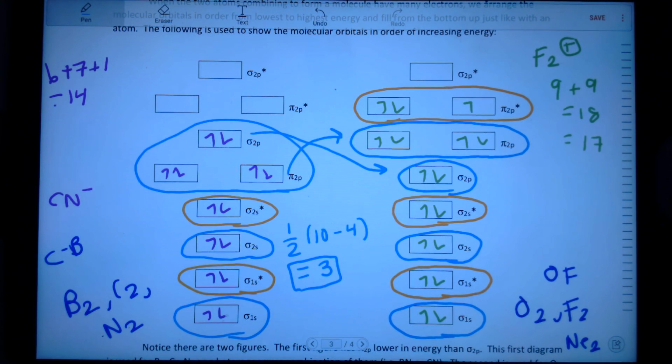Okay, so this is our first part of bonding. We will have one additional lecture to talk about these things called hybrid orbitals. But for now, that is it for the first section of bonding.